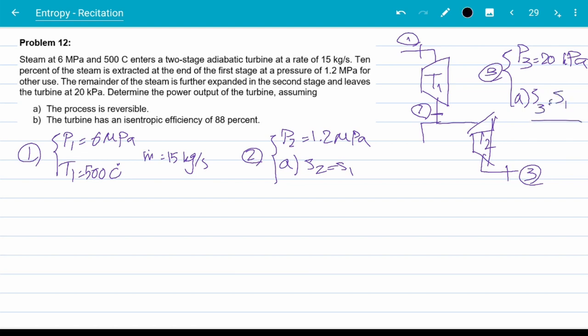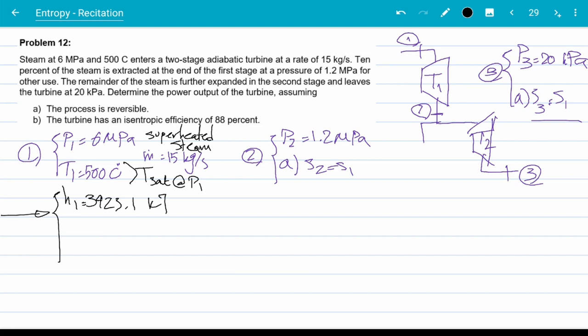So checking with the tables, I know that I'm dealing with a superheated steam at state 1, because T1 is greater than the saturation temperature at 6 megapascals. So we are definitely superheated. So I'm going to read H1 and S1 from the tables. H1 from the superheated tables is 3,423.1 kilojoules per kilogram. And S1 is 6.8826 kilojoules per kilogram Kelvin.